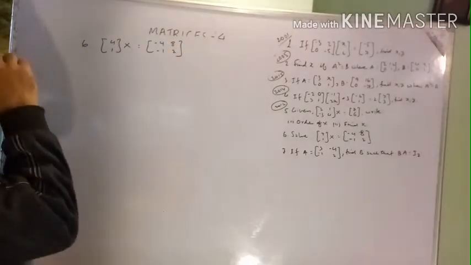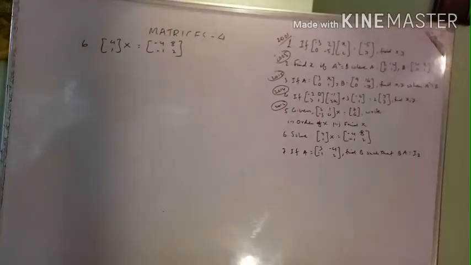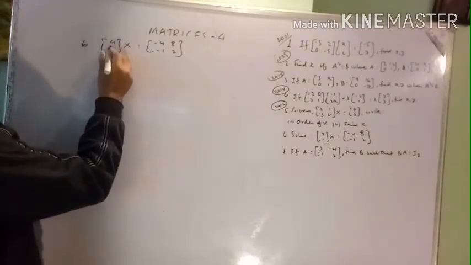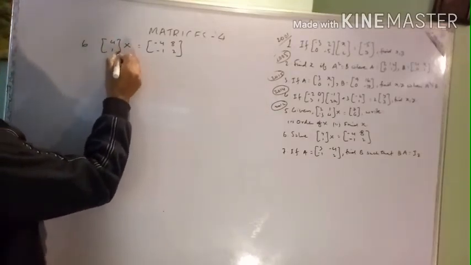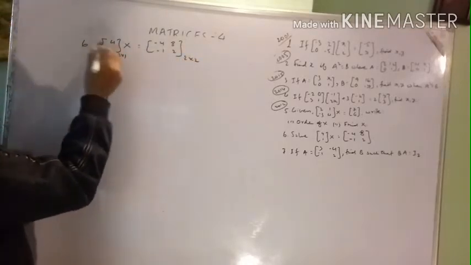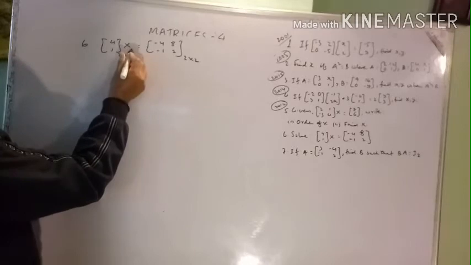Okay. So here we have to find matrix X. Order is not asked, but still we need to know the order to suppose this matrix X. So this has order 2 rows and 1 column, 2 by 1, it is 2 by 2.